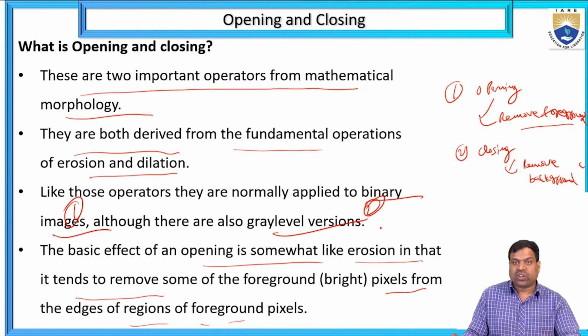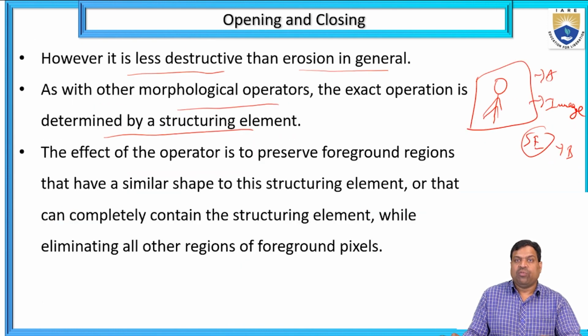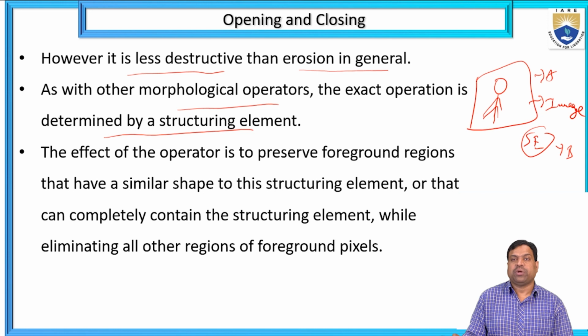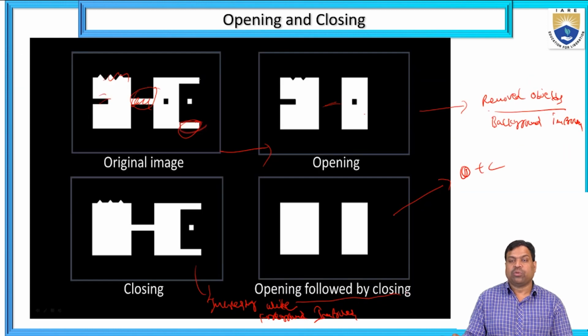But the basic effect of opening is somewhat like erosion in that it tends to remove some of the foreground pixels from the edges of regions of foreground pixels. However, it is less destructive than erosion in general. Like other morphological operations, the exact operation is determined by a structuring element. The effect of the operator is to preserve foreground regions that have a similar shape to the structuring element, or that can completely contain the structuring element, while eliminating all other regions of foreground pixels.